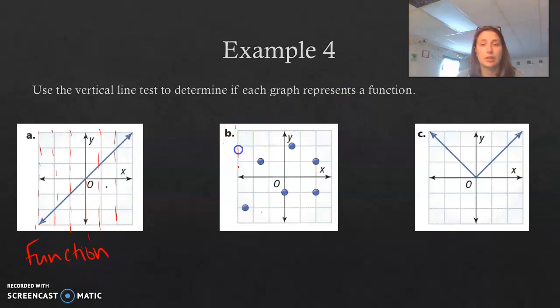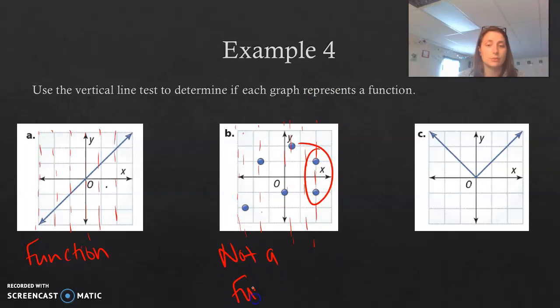And then I can do that again here, drawing our vertical lines. And so far it looks good. Oh man, right here, they're on the same vertical line. So this is not a function. And you'll get to a point where you can look at it and say, oh, it is or it isn't, just by looking at the graph.